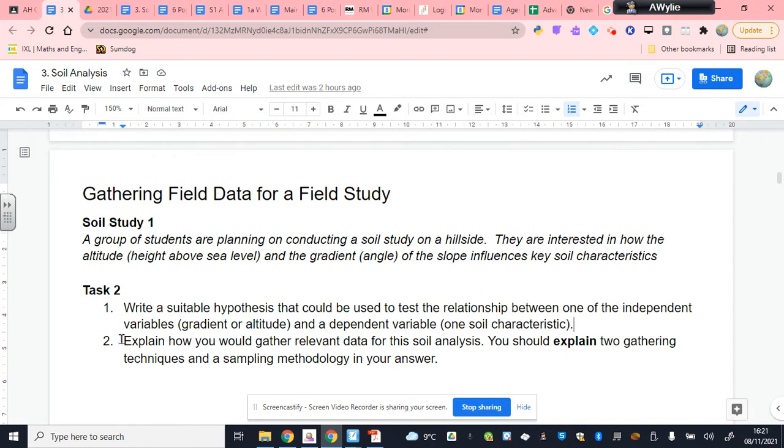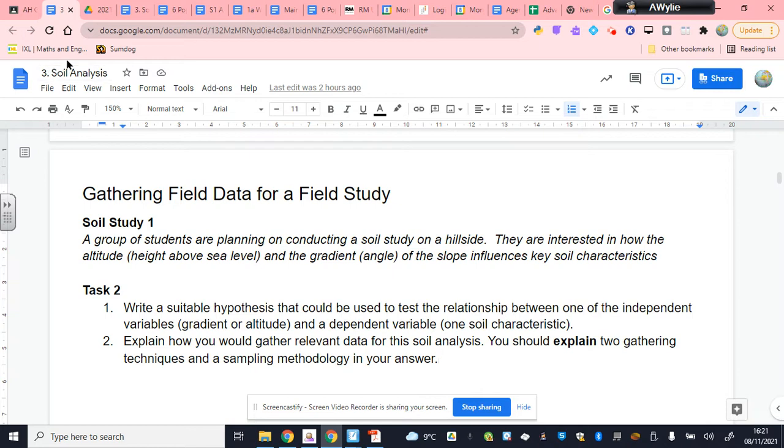Right, let's move on to question number 2. This is a key exam question. So explain how you would gather relevant data for this soil analysis. Okay, you should explain 2 gathering techniques and a sampling methodology in your answer. So let's start with a sampling methodology.